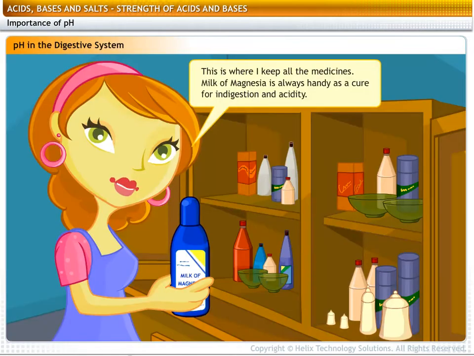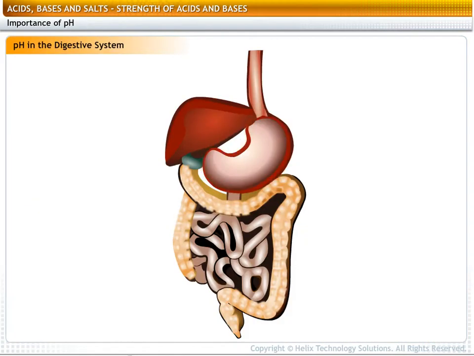This is where I keep all the medicines. Milk of magnesia is always handy as a cure for indigestion and acidity. The stomach produces gastric juices which contain hydrochloric acid, enzymes, and salts. These gastric juices help us digest food.